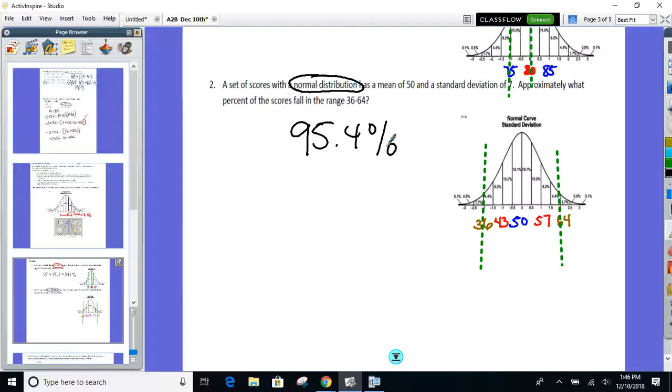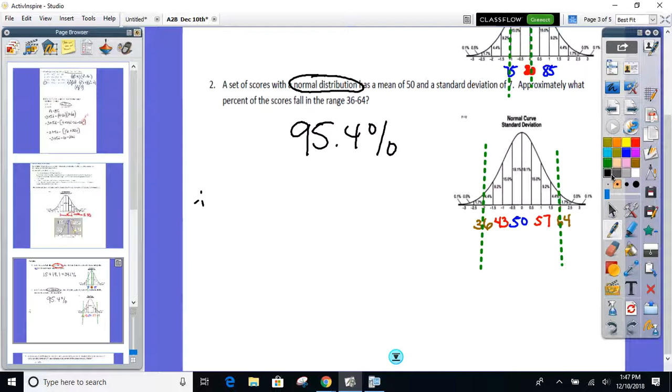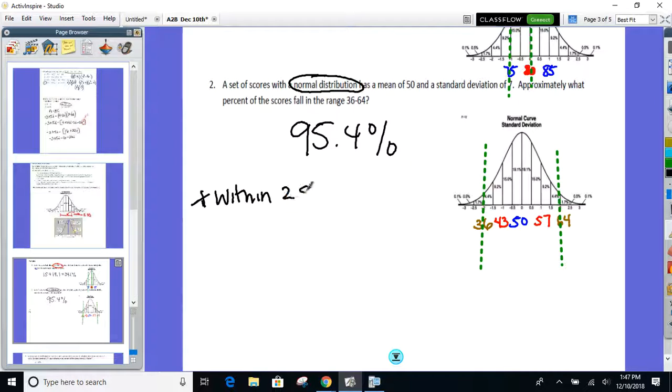I would like you to be familiar with that number, 95.4 or 95. Here's why. We're going to be doing a couple problems later on that involve that percent. Anybody tell me 95.4% of the scores fall? How do I describe this from -2 to 2? Fall within 2 standard deviations. So make a little note here because you're going to see this 95% again. Within 2 standard deviations is equal to about 95%.